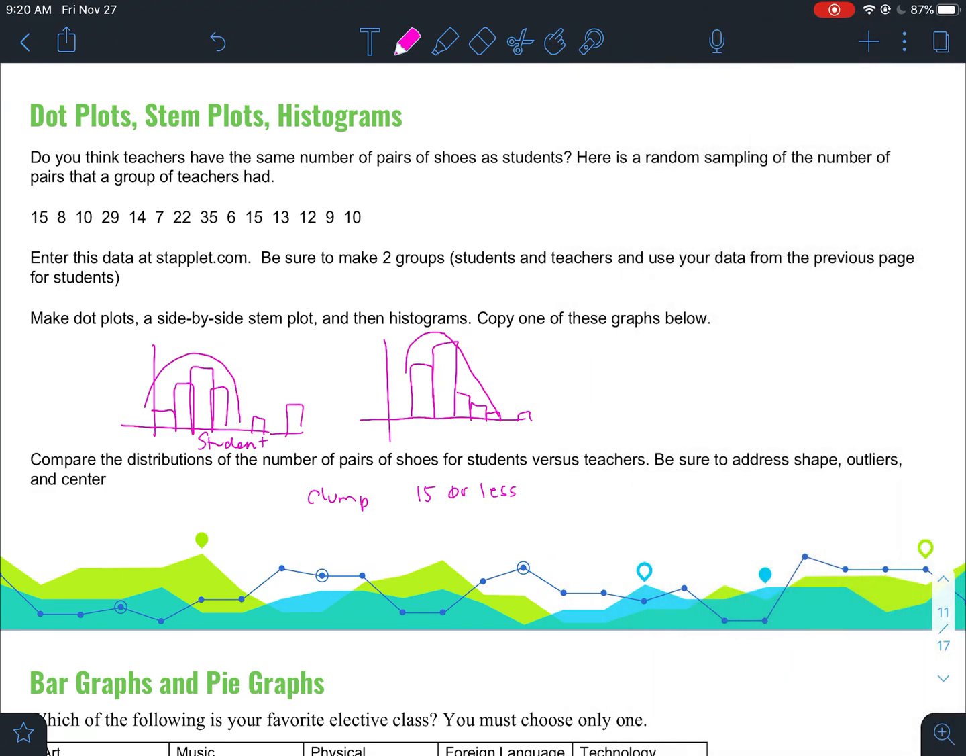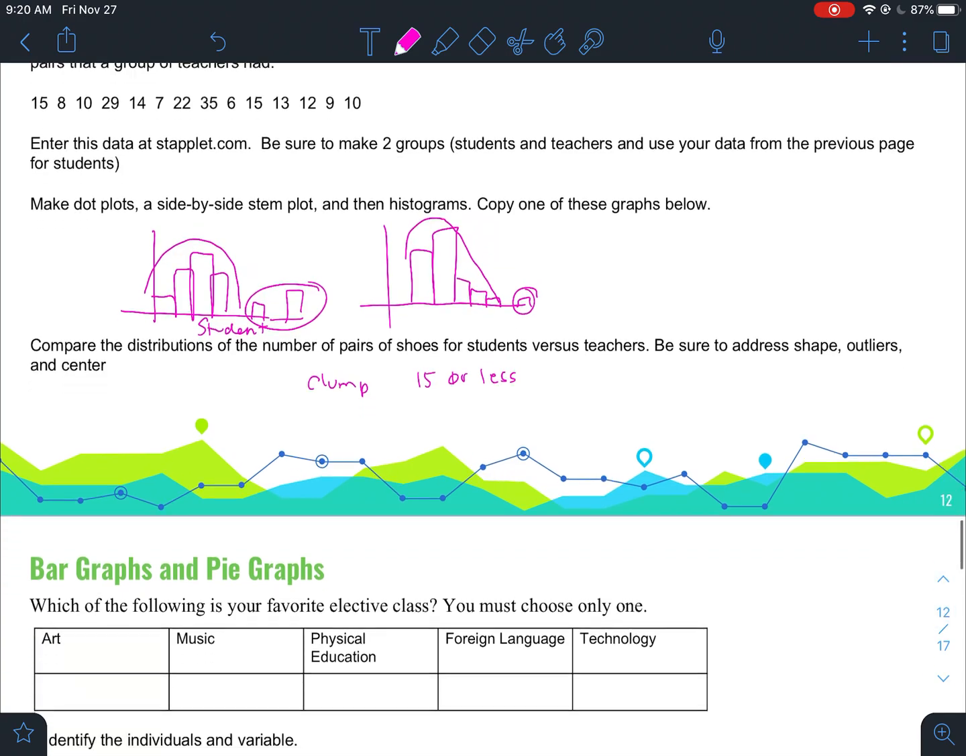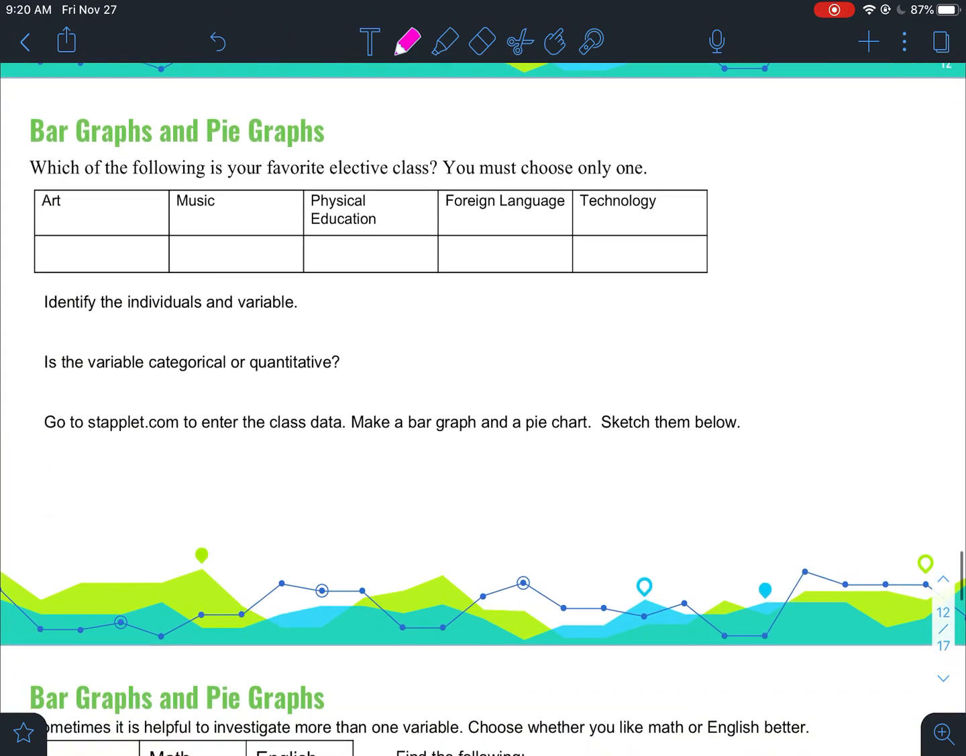So that kind of looks more like the spread or the shape of the data. And the students definitely look like they have 2 outliers, versus the teachers look like they more so only have 1 outlier, or a data point that looks different than the other data.